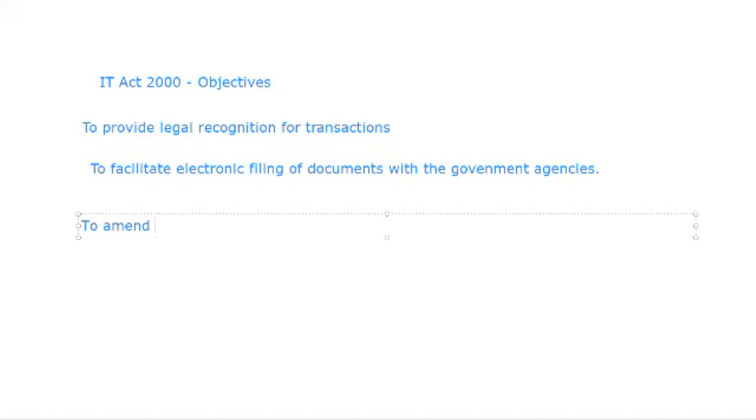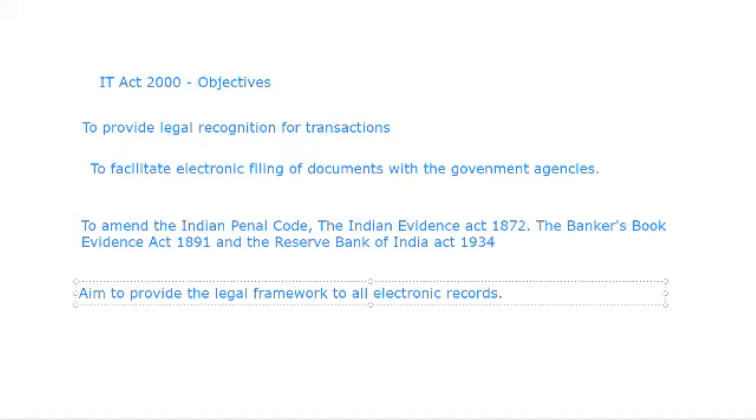What does it aim at? It aims to provide the legal framework to all electronic records. These are the different objectives of the IT Act.